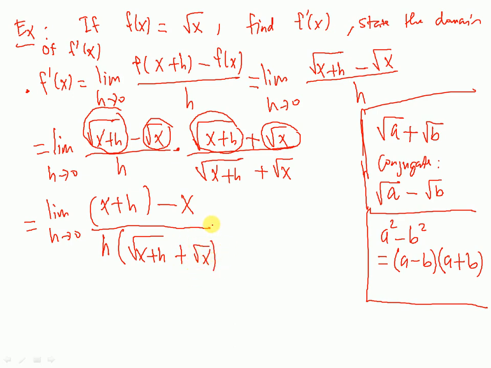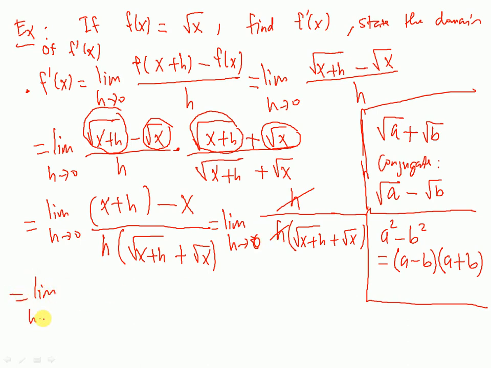Alright, so now let's simplify more. Write a limit here, h still goes to 0. So x minus x is gone. Only have h on the top. And on the bottom, you still have the same thing. But now you see, we have h and h, top and bottom. So we can cancel them, right? So that gives us 1 on the top. On the bottom, we have x plus h plus square root of x.